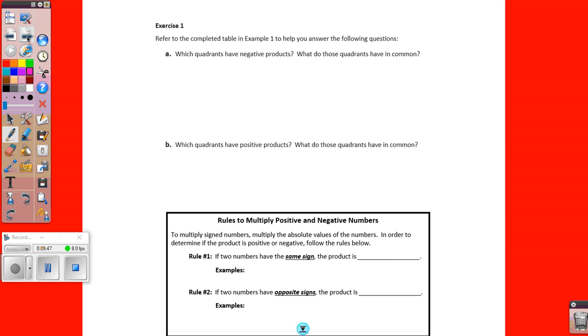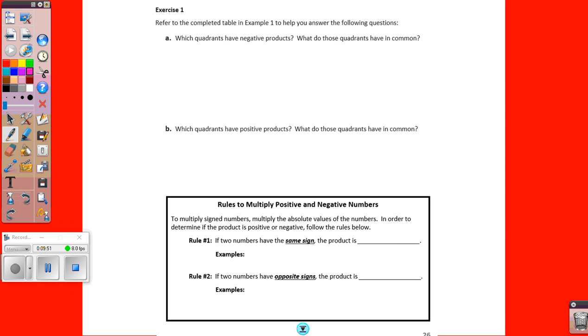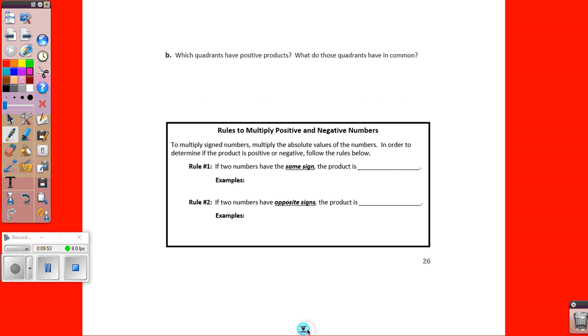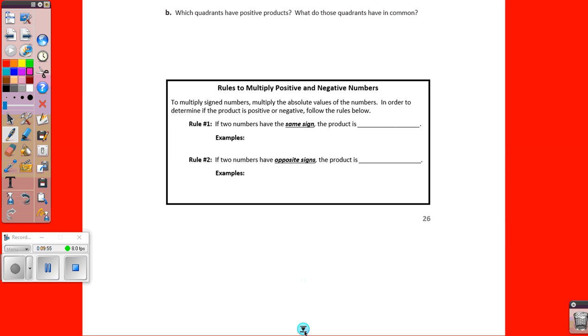And welcome back. So the rules, let's formalize this: the rules to multiply positive and negative numbers. This is true for integers, but it's true for really any number. So it doesn't necessarily have to be an integer for this to work. So to multiply signed numbers, multiply the absolute values of the numbers in order to determine if the product is positive or negative, follow the rules.